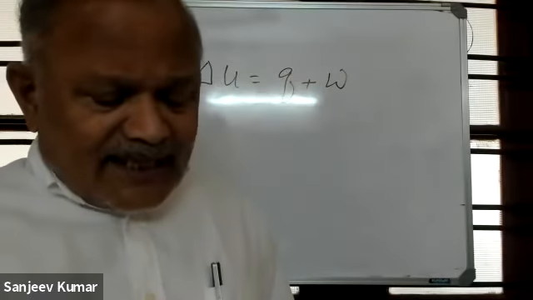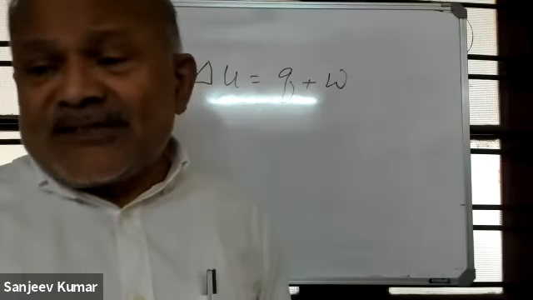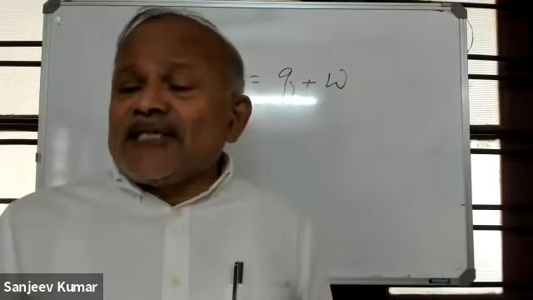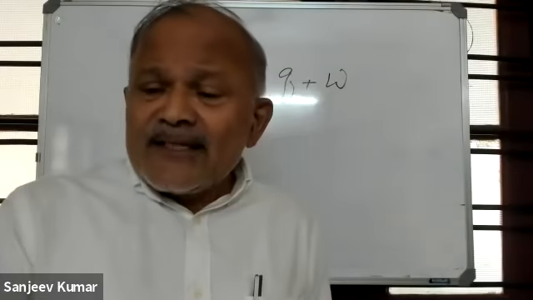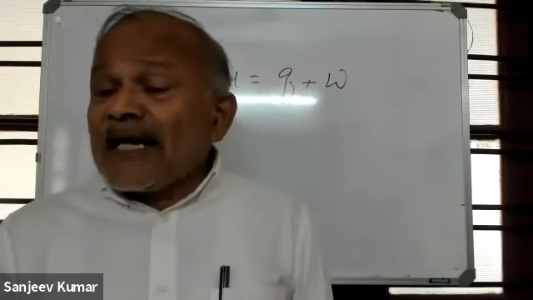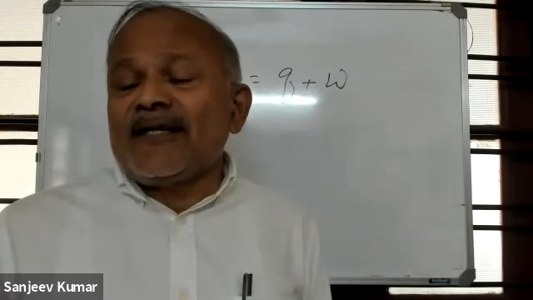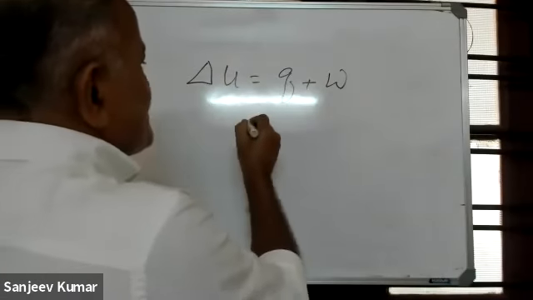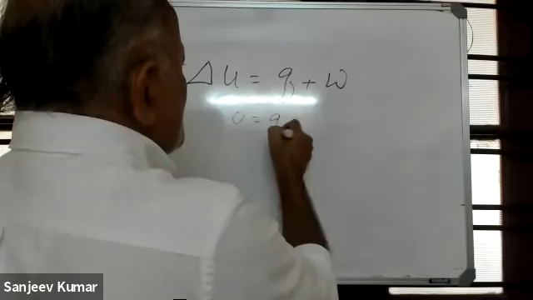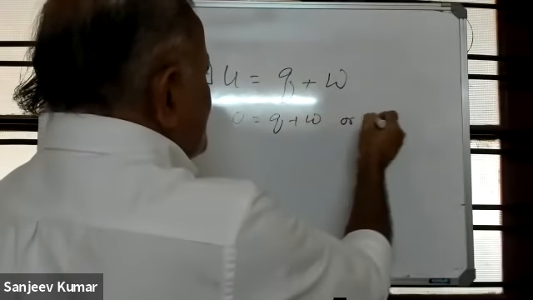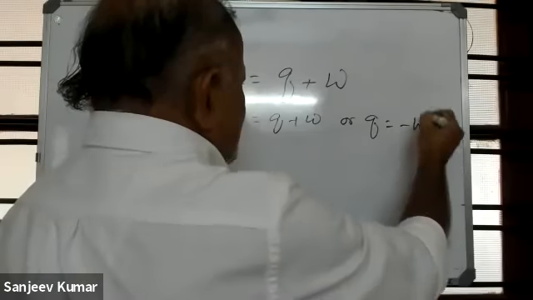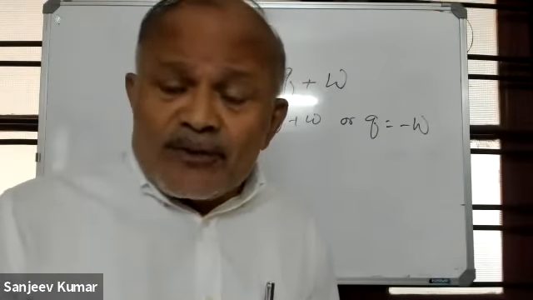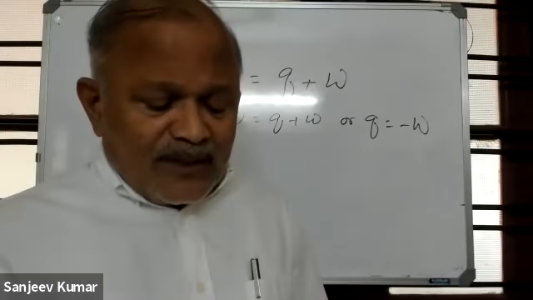And the processes are a cyclic process. In a cyclic process, the internal energy change will be 0 because the system is coming back to the initial internal energy. It is a state function. And therefore, in a cyclic process, delta U is equal to 0. Therefore, 0 is equal to Q plus W, or Q is equal to minus W. For cyclic process, Q is equal to minus W, it is true.